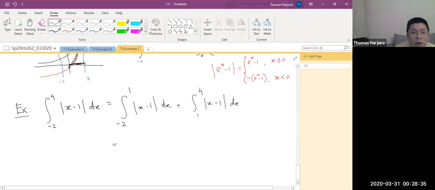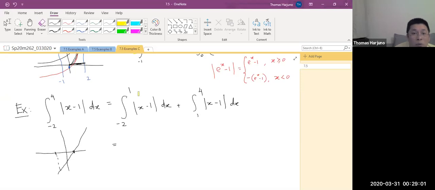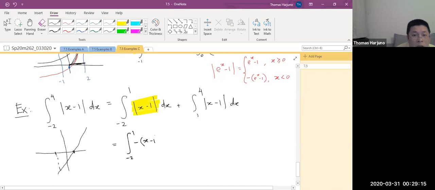Now then from here, in this interval, let me draw x minus 1. This is the graph of x minus 1. Now between negative 2 and 1, it is below the x-axis, right? So when I replace this absolute of x minus 1 without the absolute sign, I need to put negative of x minus 1 dx.